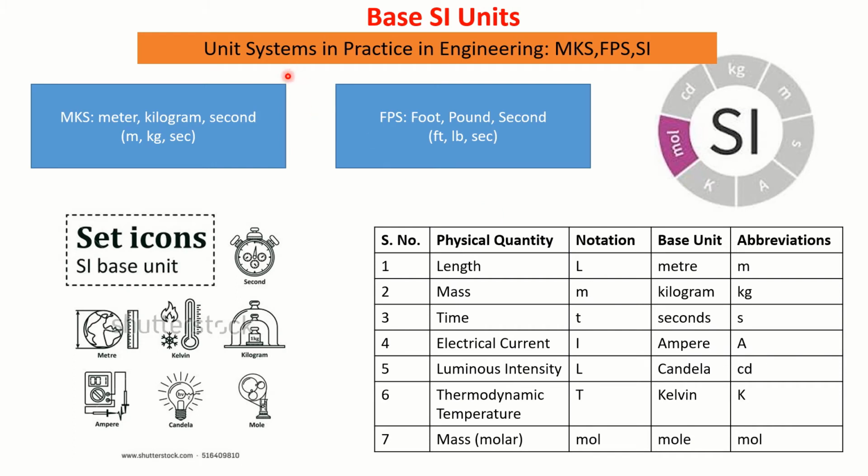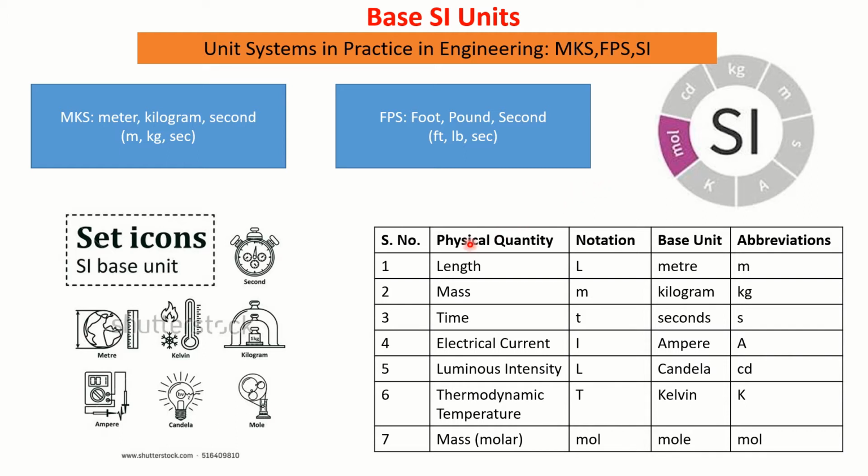In engineering, there are three unit systems which are in practice. One is MKS, meter, kilogram, second. Another one is FES, foot, pound, second. And the most popular one is SI. It is System International. Now let us look at the units, base units in SI system.